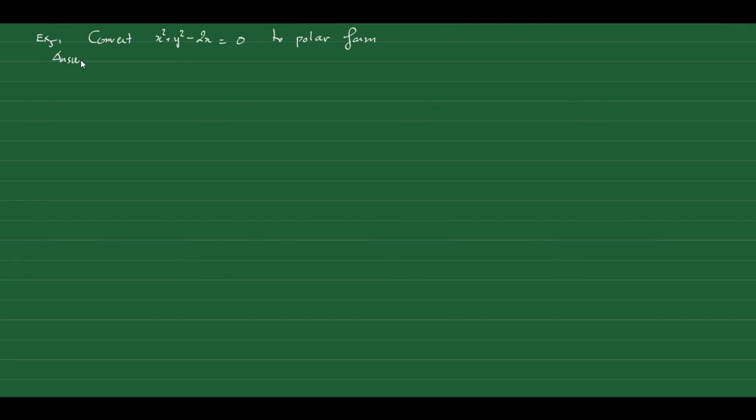Okay, so we just use the relation between polar and rectangular. So x will be r cosine theta, and r squared will be x squared plus y squared. So over here, x squared plus y squared is r squared, and x could be r cosine theta, right? So from here we can do a couple more steps. So we can write r times r minus 2 cosine theta.